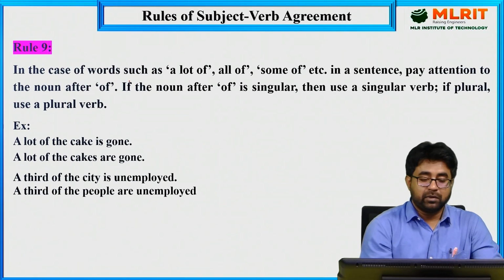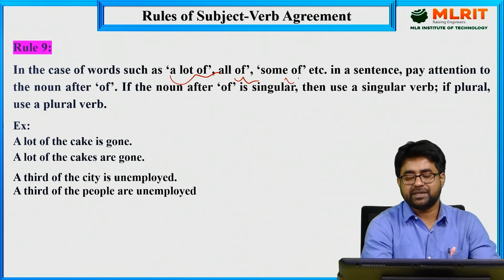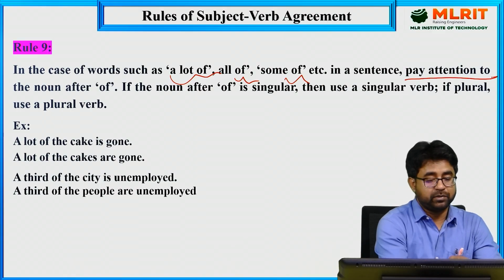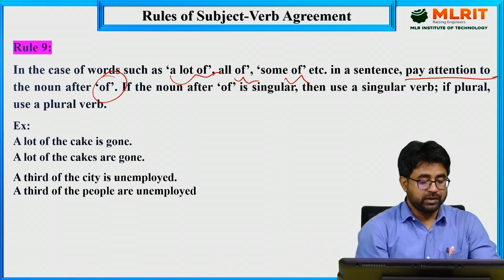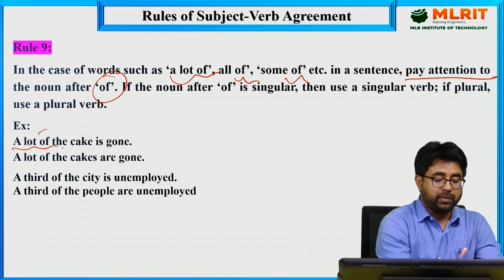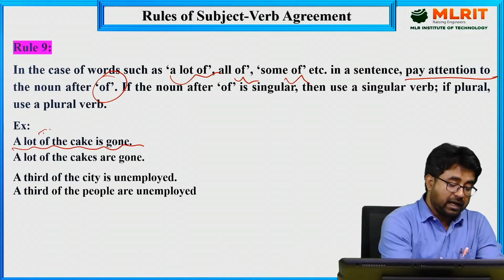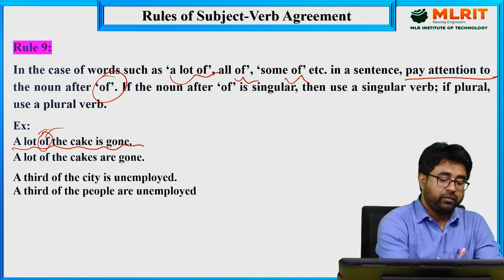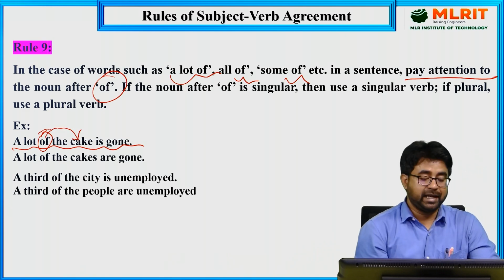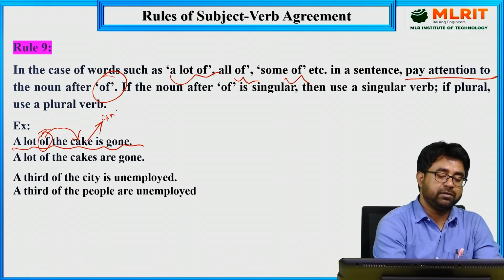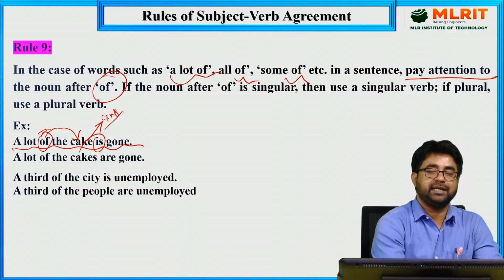Now rule number 9. In the case of words such as a lot of, all of, some of, etc. in a sentence, what we have to do is pay attention to the noun after of. So you can see the example, a lot of cake. Which verb would we be using here? What is the rule? After of, the noun. What is the noun? Cake. We need to look at that particular noun. Now cake is what? Singular. And that's why I'm using is.